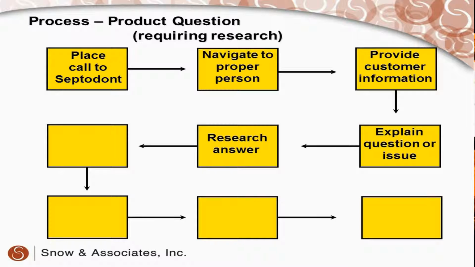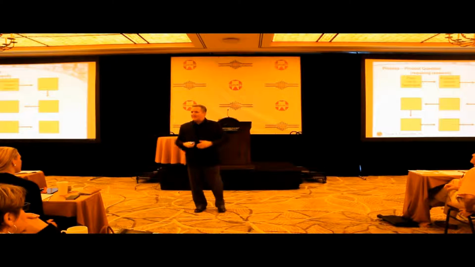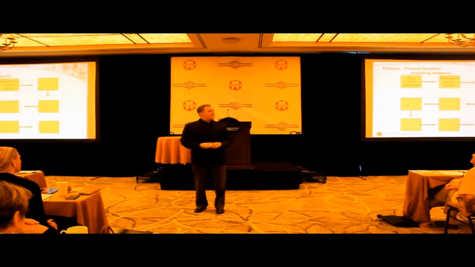So we come together as a team, somebody leading the discussion, it could be anybody on the team, and that's a flip chart. We just start brainstorming. So what happens first? Somebody in the group says, well, the first thing is they place the call to Septidon. So we put that down on the service map. Then somebody says, now they navigate to the proper person, whoever it is they need to be talking to, but they get to whoever it is they need to talk to. So we put that down on the service map.